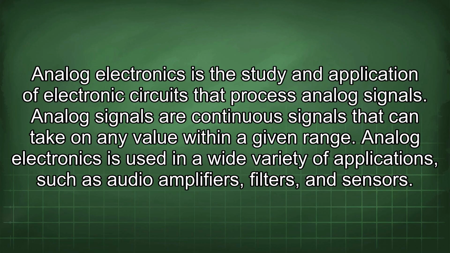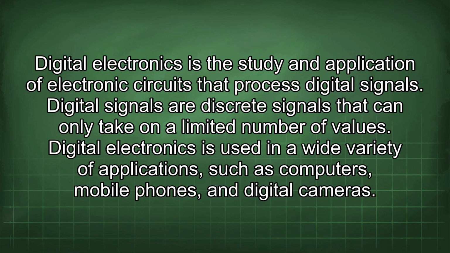Analog electronics is the study and application of electronic circuits that process analog signals. Analog signals are continuous signals that can take on any value within a given range. Analog electronics is used in a wide variety of applications, such as audio amplifiers, filters, and sensors. Digital electronics is the study and application of electronic circuits that process digital signals.